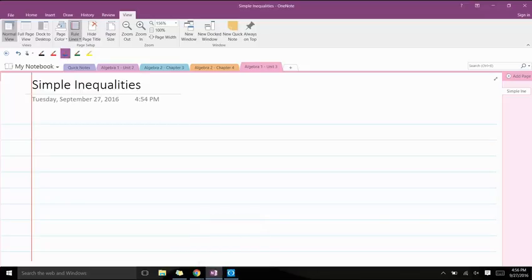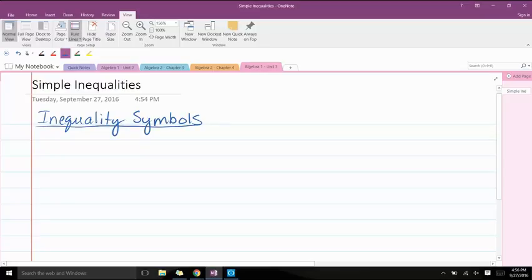So first of all, we should probably know the different inequality symbols. Okay, now there's several different symbols. Some you may already be familiar with. I'm going to go ahead and put the 4 main ones down that we're going to work with this unit, and I want you to see if you can recall what they each stand for.